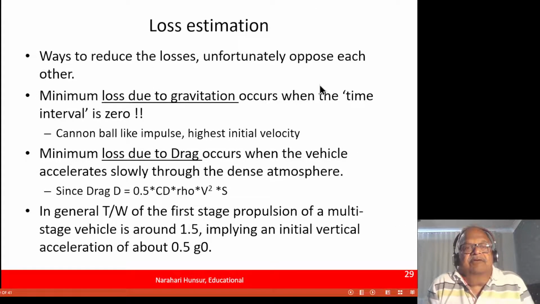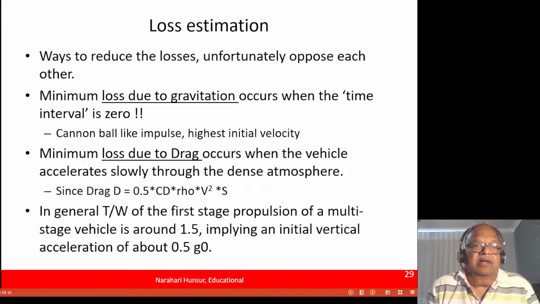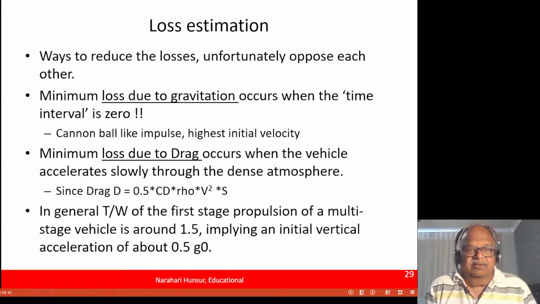Now, while we initially ignored the losses due to gravity and drag, we need to find ways to estimate or reduce them. But the issue becomes a little complex because the ways to reduce the losses oppose each other. Minimum loss due to gravitation occurs when the time interval is zero. Remember, gravitation loss is the integral of g naught into sine theta into delta t. So the smaller the delta t, the lesser the gravitational losses, which means the time interval should be zero.